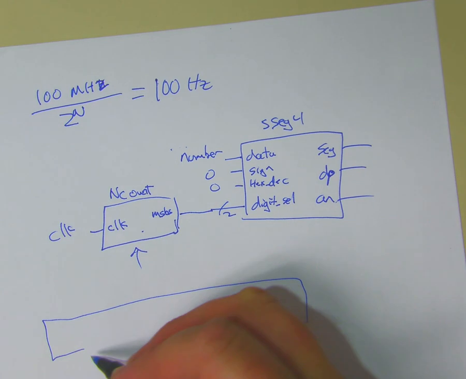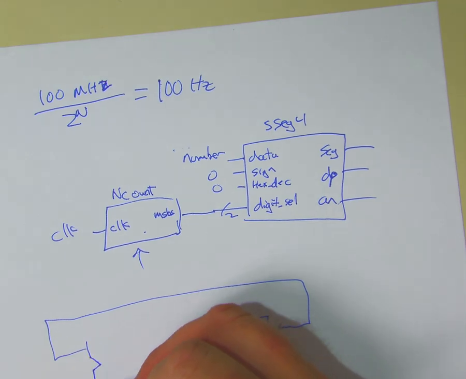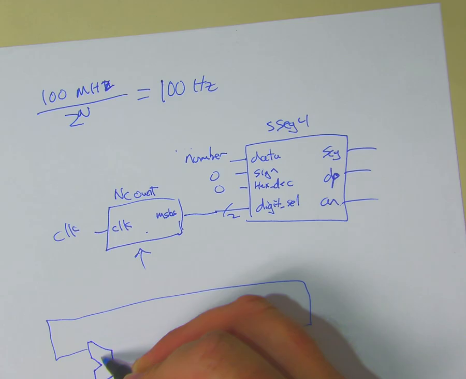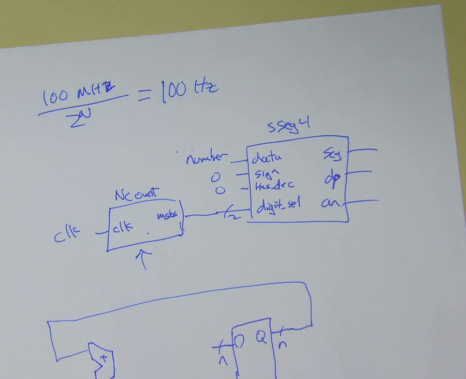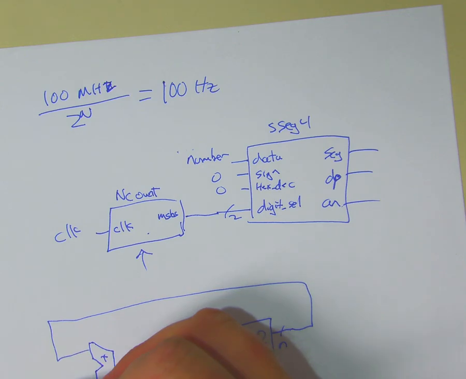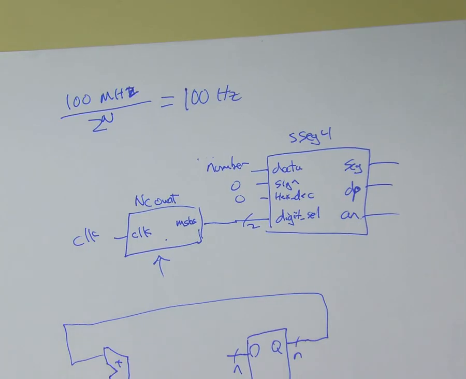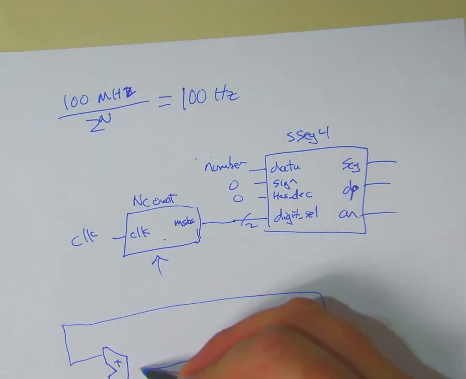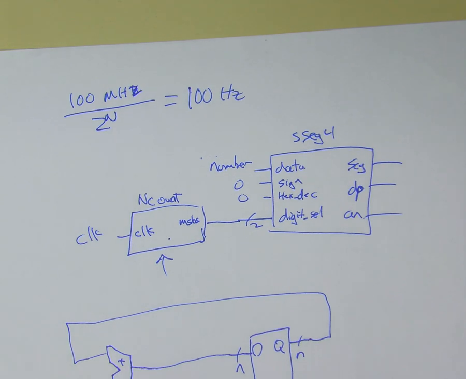What's our symbol for an adder? It's this kind of funny notched mux, and we usually put the plus on it. And what do I want to add to it? 1. How do I write that in Verilog? That's the circuit, right? How do I write this in Verilog?